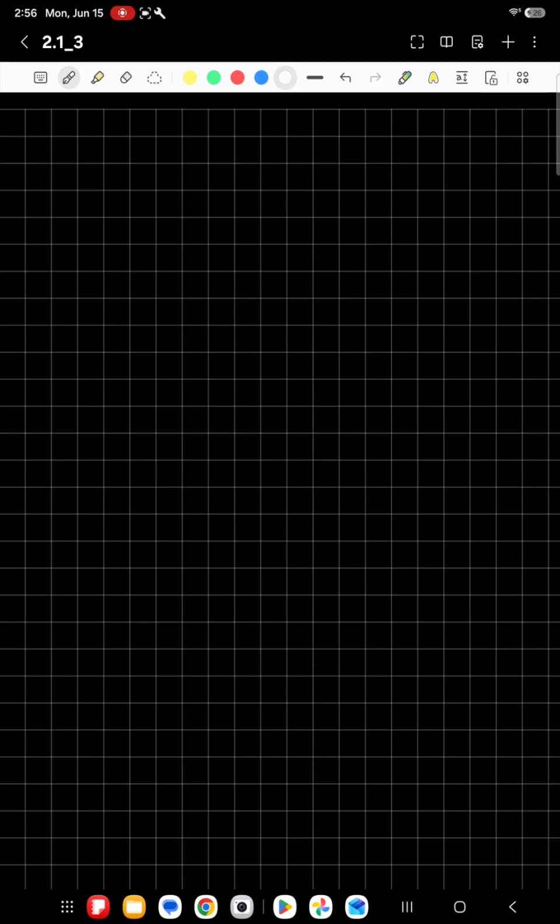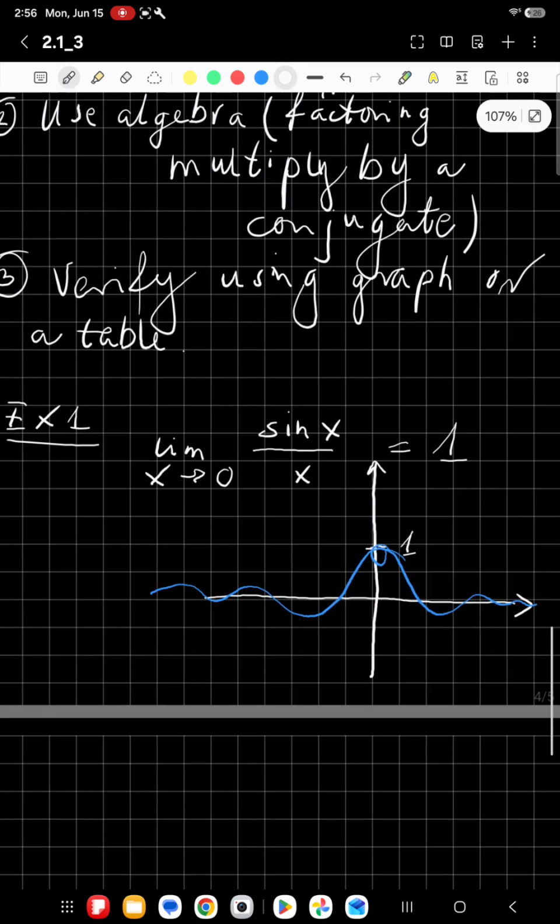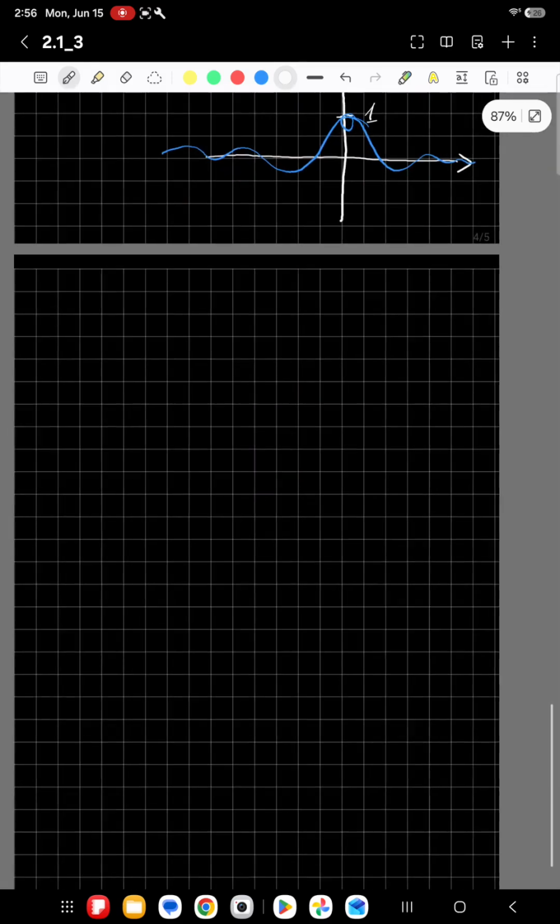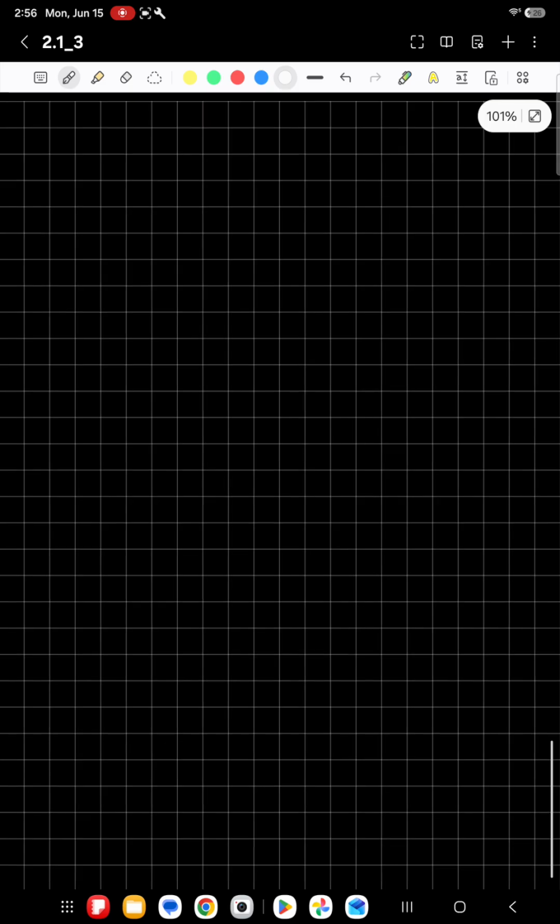Let me give you one more example. I gave you that example with sine x over x because we'll be using it later on. The fact that the limit as x goes to 0 of sine x over x is 1. Anyway, so example 8.